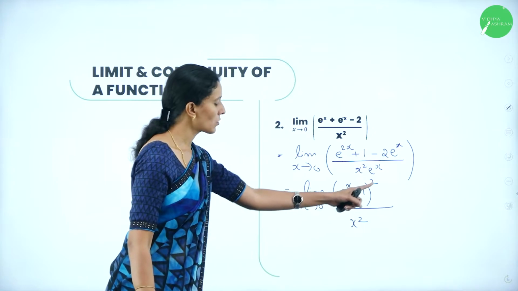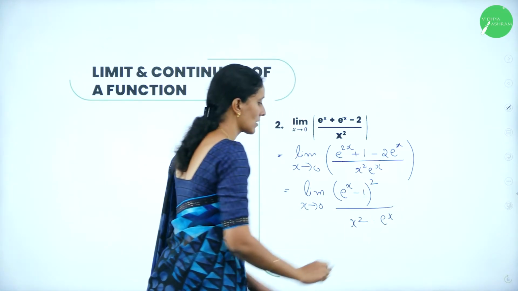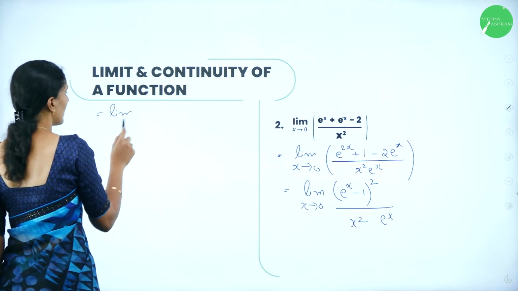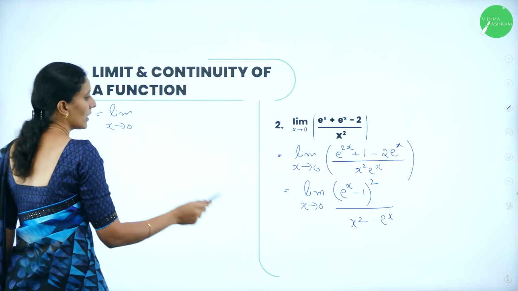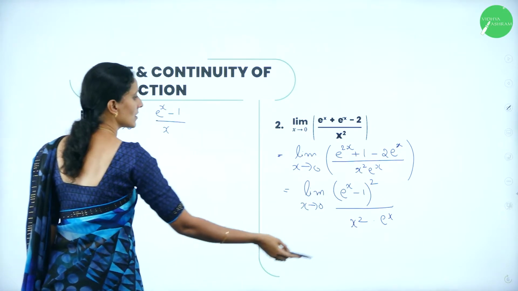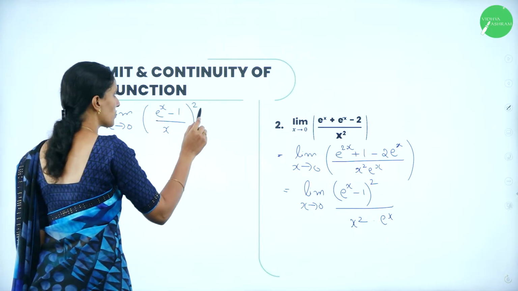e power x minus 1 whole square divided by x square. Along with this, we have e power x. Now apply the limits separately. That is, limit as x tends to 0. Consider this as (e power x minus 1) by x, whole square, since numerator is also square, denominator is also square, I can put the whole square.